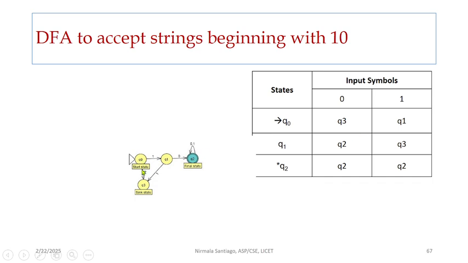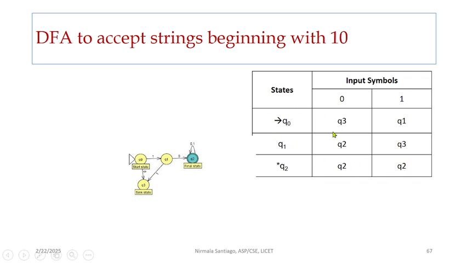If it reads a 0, it can go to Q3, which we call a sink state. And from Q1, if it reads a 0, it can go to Q2. And if it reads a 1, it can go to Q3. And in Q2, when it reads 0 or 1, it can be safely in the final state Q2.